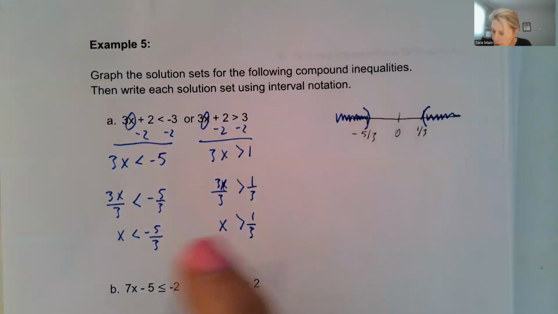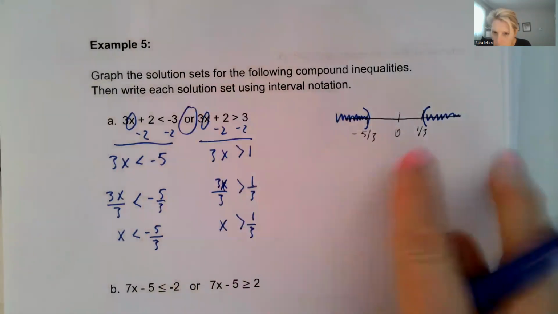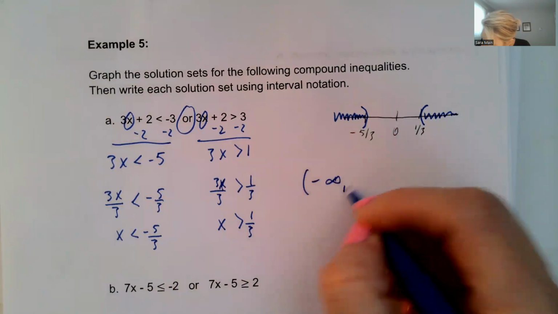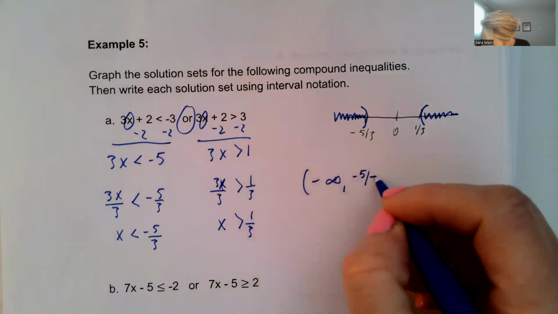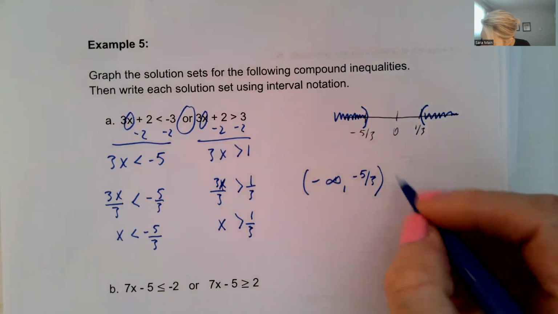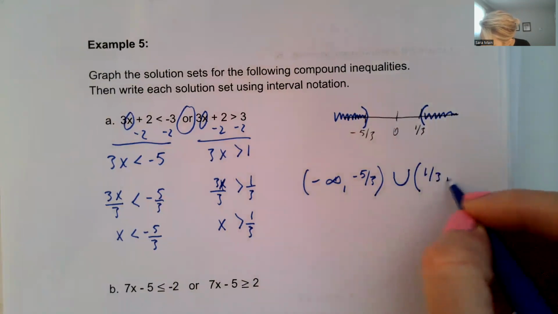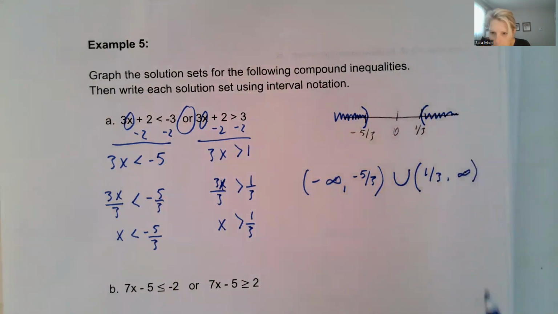And so this is a union because it's an or, so I'm going to include both solutions. So we have negative infinity up to negative 5/3, open parenthesis, with a union of 1/3 to positive infinity.